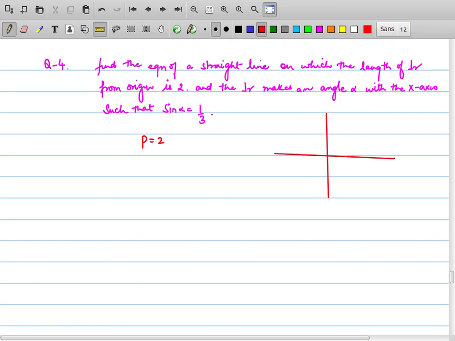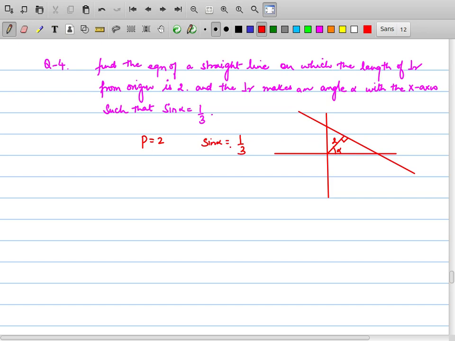This is your situation. This is your line. This is the perpendicular. Now this is given to be 2. This perpendicular is 2 and this is alpha. Now they have not given you alpha, they have given you the value of sine alpha. Sine alpha is 1 by 3.